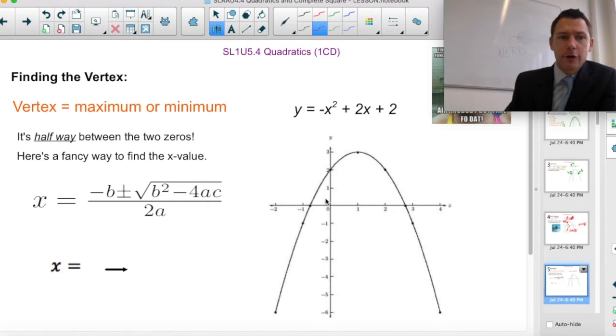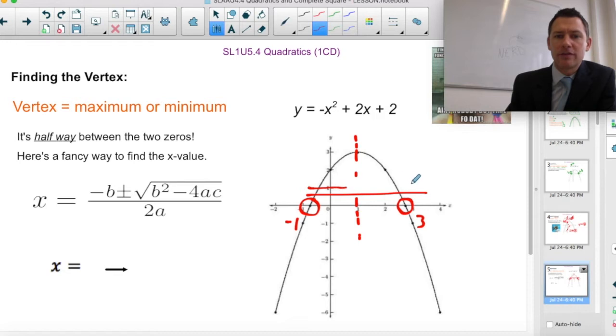Finding the vertex. The vertex occurs halfway between the 2 points. So for example, if this was at 3 and this was at -1, halfway between those 2 points is 1, right? They're 4 units apart. You divide by 2, you get 2. You say -1 plus 2, or you'd say 3 minus 2, and you'd get 1. And that's the x value of this vertex. So it's 1 comma, some y value.